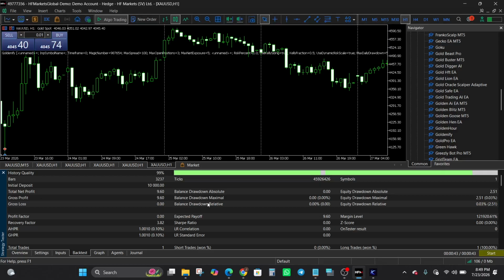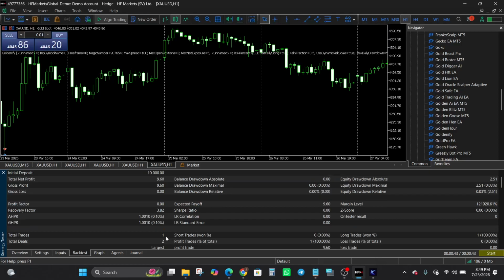Okay, so looking directly at the trade log, we notice an important detail regarding how the EA operates in the strategy tester. The EA opened a single 0.01 lot buy order with the comment validation V150 on March 23rd, 2026.